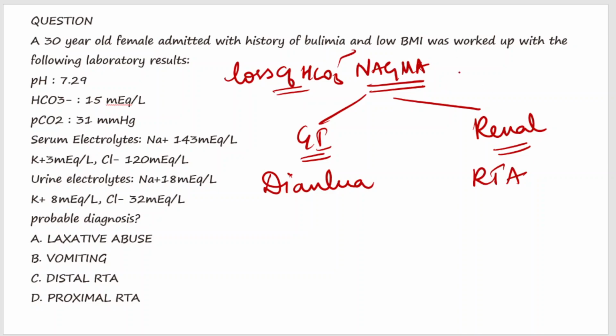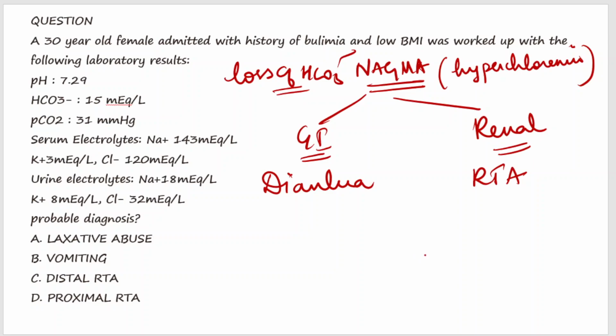This normal anion gap metabolic acidosis is also called hyperchloremic metabolic acidosis because there is loss of bicarbonate. To maintain electrical neutrality, your chloride ions will be reabsorbed. That is why there is hyperchloremia in case of normal anion gap metabolic acidosis.